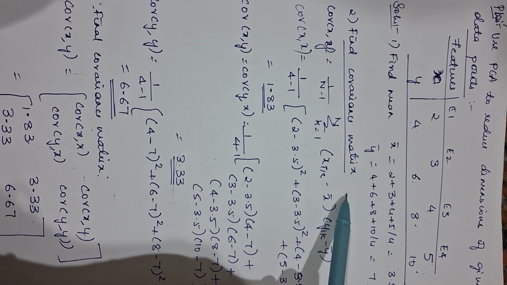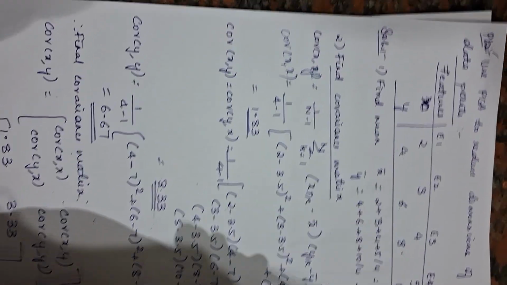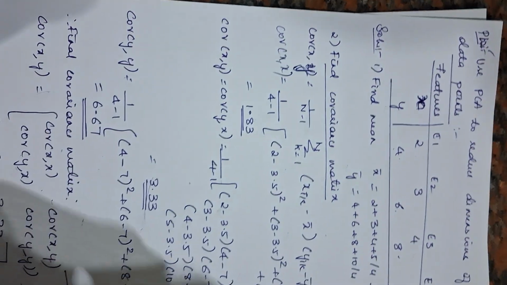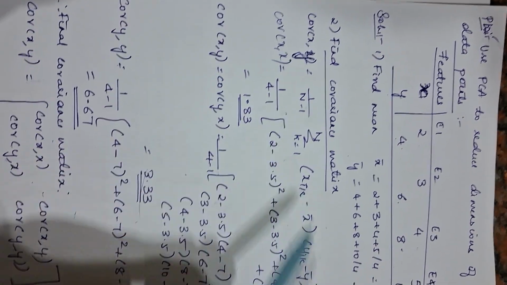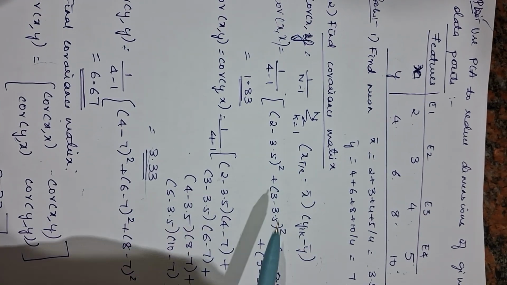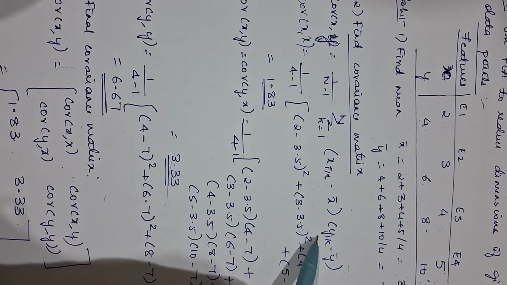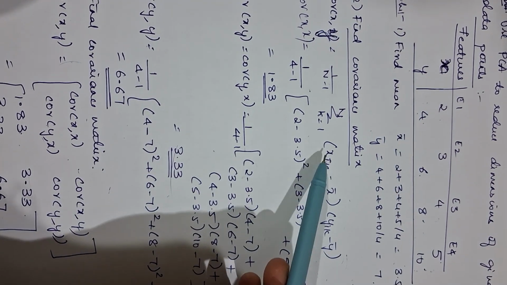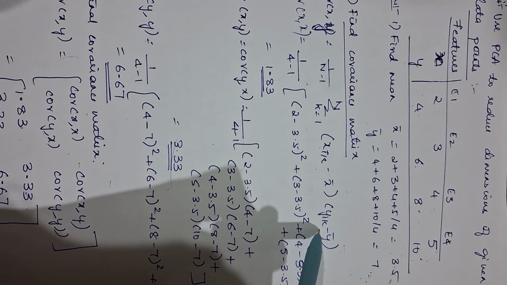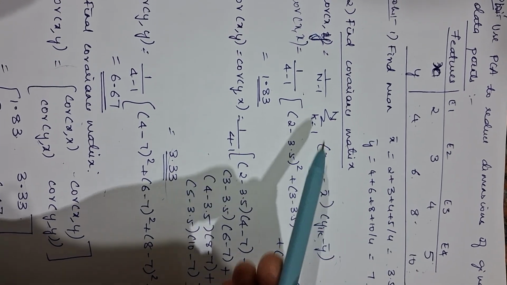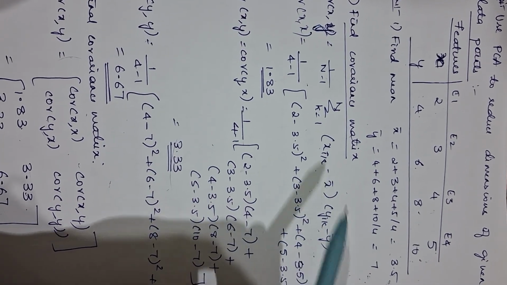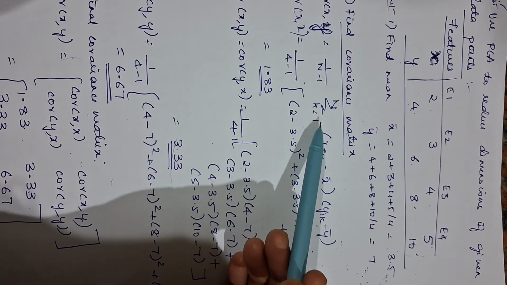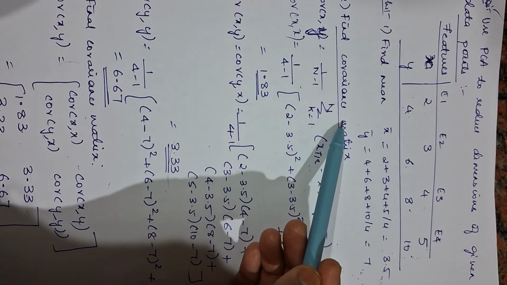In step 2, you have to find the covariance matrix. The formula for covariance of x comma y is equal to 1 by n minus 1, summation of k is equal to 1 to n, xik minus x bar into yik minus y bar. Here I have two features, so I've written x for the first feature and y for the second. x bar and y bar are the means, and k is the number of data points I have. In this case, k will range from 1 to 4, and n is actually 4 here.